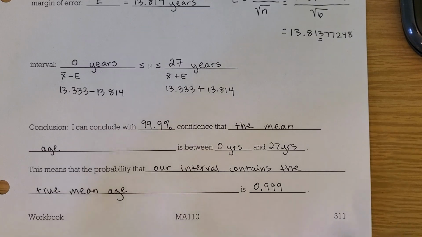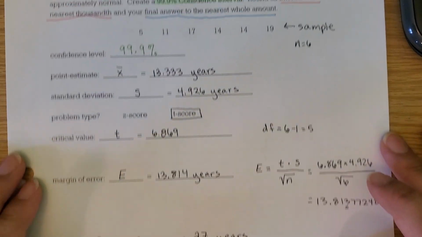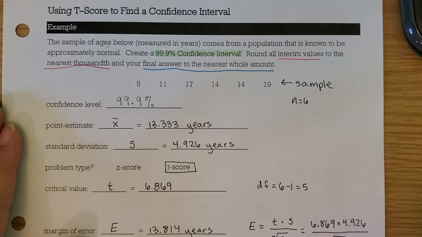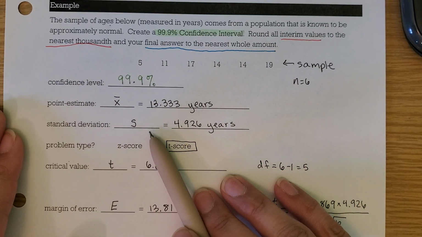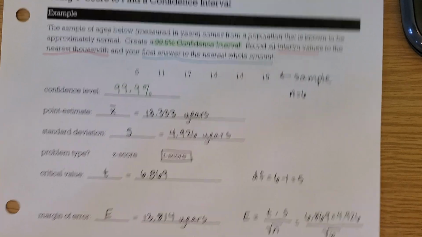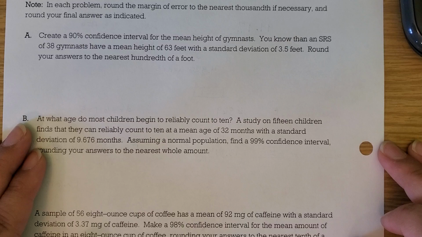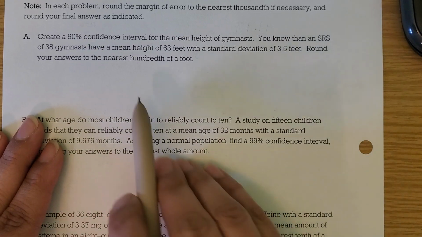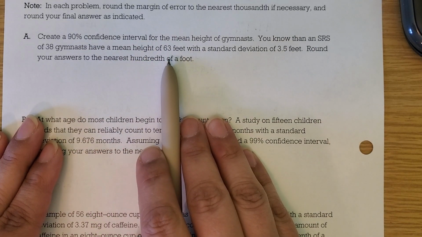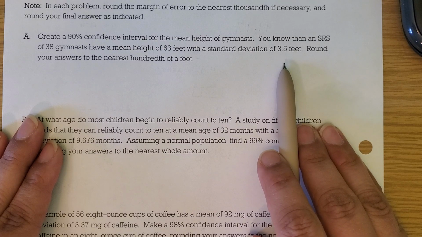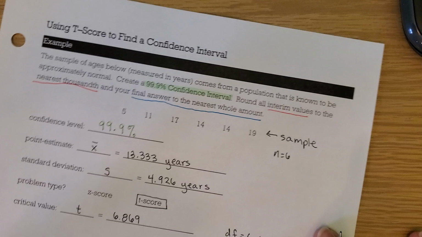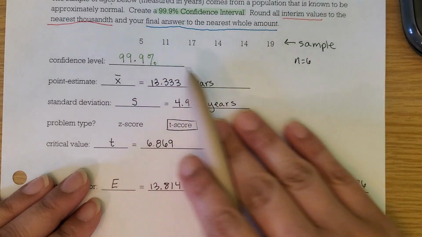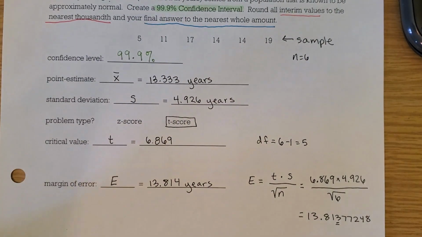So that is going to wrap it up for this video. I did want to point out that sometimes with your t-score questions, it'll be similar to this, where I give you a data set and you have to find x bar and s. But just as with z-score questions, like if I look at some of these practice problems, you might be given that information. So for example, here it says mean height of 63 feet, standard deviation of 3.5 feet. So sometimes you're given that information, and sometimes you need to find that information using either formulas or your calculator.